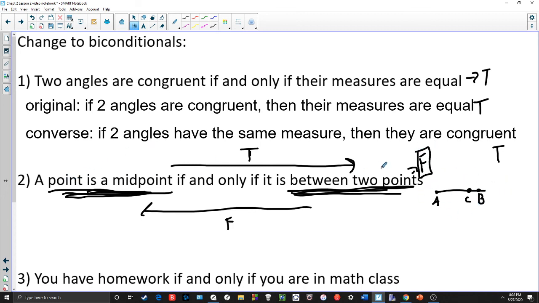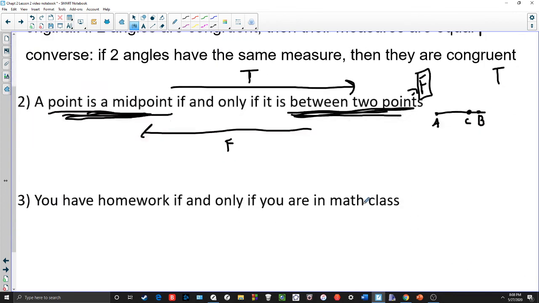Again, it works forwards. If a point is a midpoint, then it's between 2 points. That works. But the backwards version, if conclusion, then hypothesis, so if a point is between 2 points, then it's a midpoint, doesn't work because of this counterexample right here. So again, it has to work both forwards and backwards.